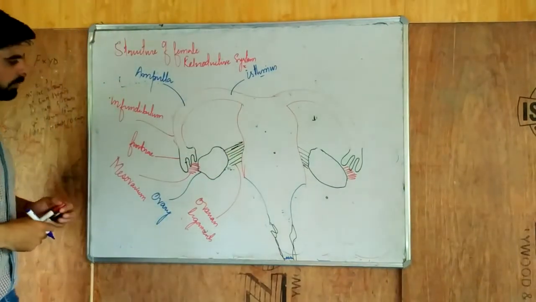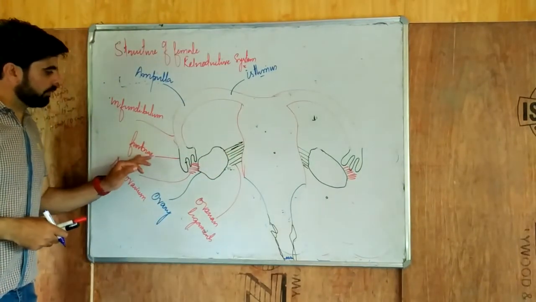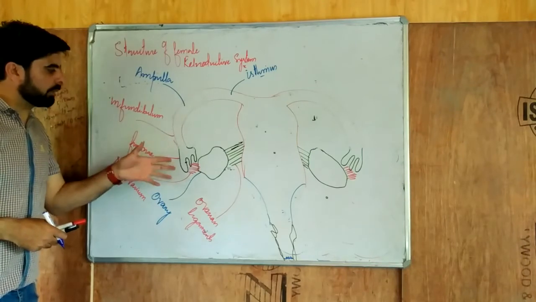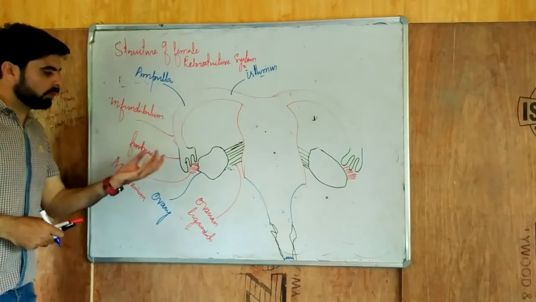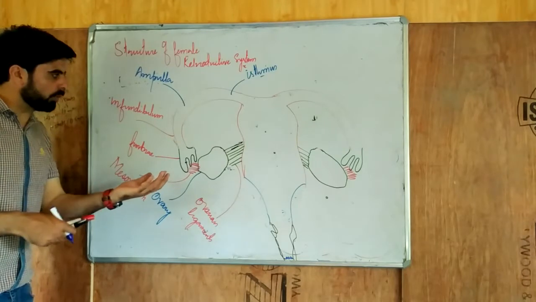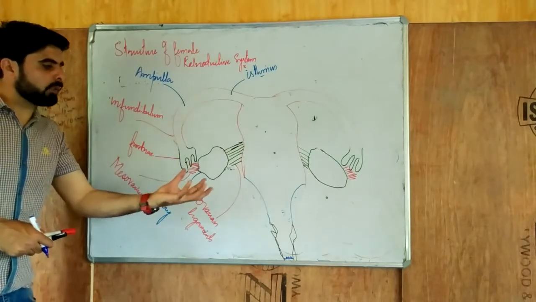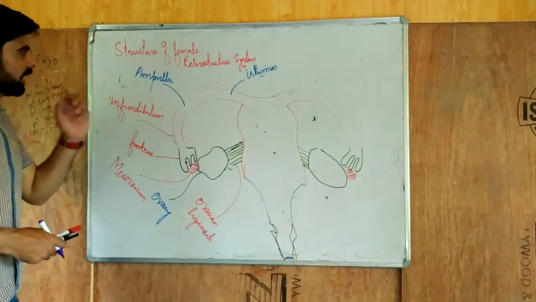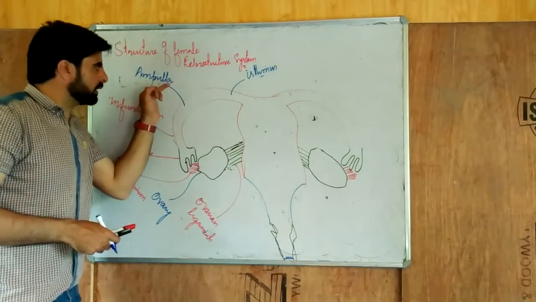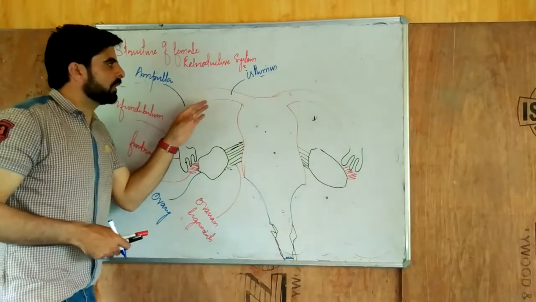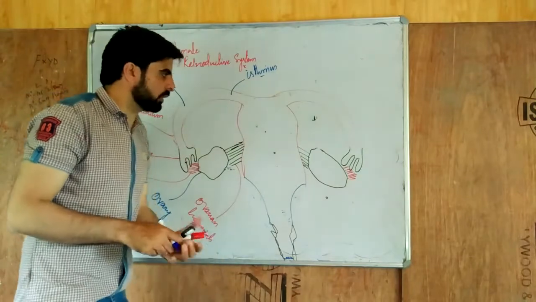So the fallopian tube consists of fimbriae, the finger-like projections which are present on the infundibulum, which receive the egg from the ovary. The fimbriae receive the egg from the ovary, then it is put into the infundibulum. Then we have the ampulla, which is a broader region. Then we have the isthmus, which gets connected with the uterus.